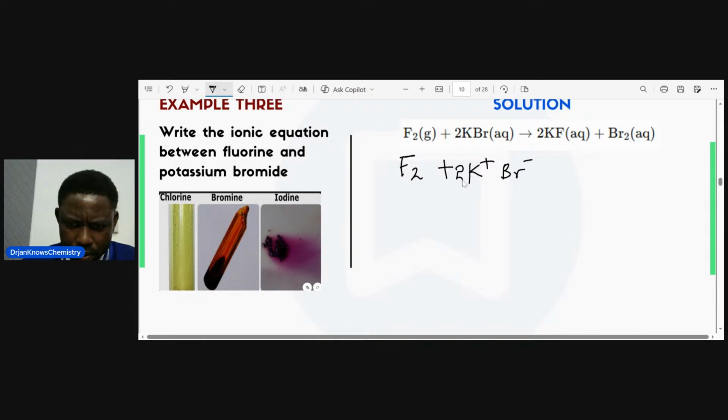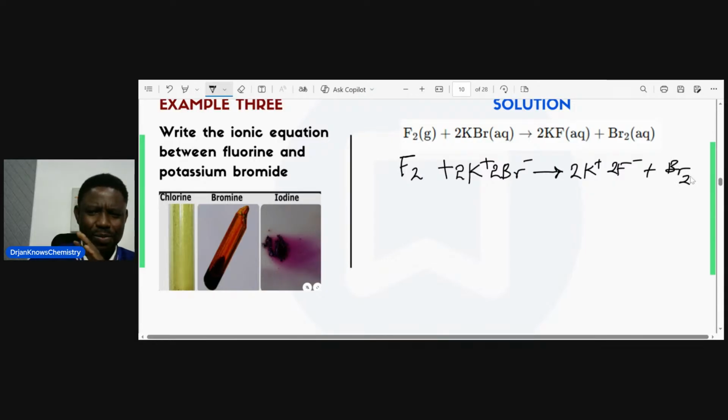So 2 goes for both. That's what it means. Since KBr has both K plus and Br minus, that 2 goes for both. So I can do that here. I split this one too. It's very simple. And 2F minus. I don't think this one should be difficult. Br2 is also an element that's called bromine, so we don't split it. Remember, I've told you we don't split elements, we only split ionic compounds.